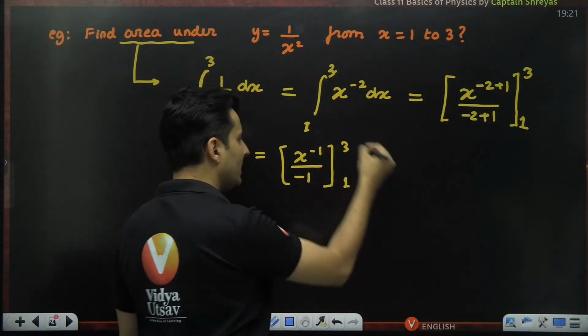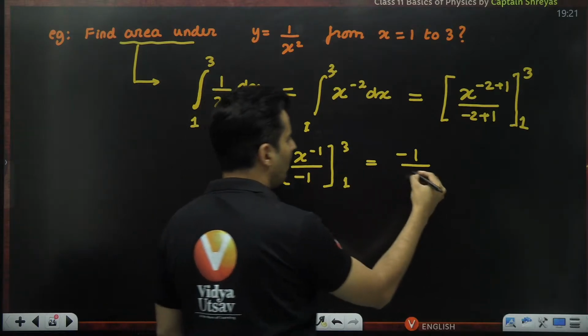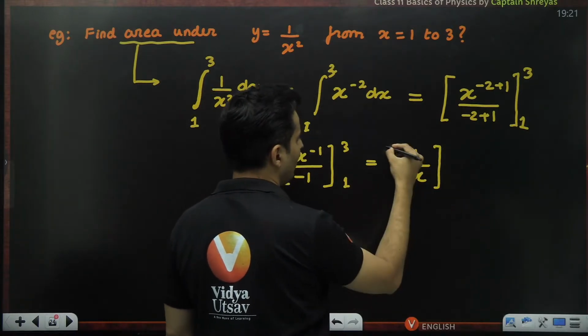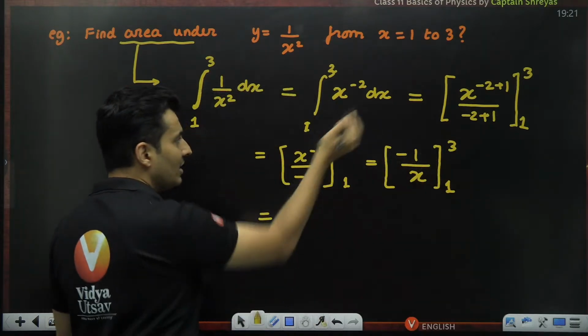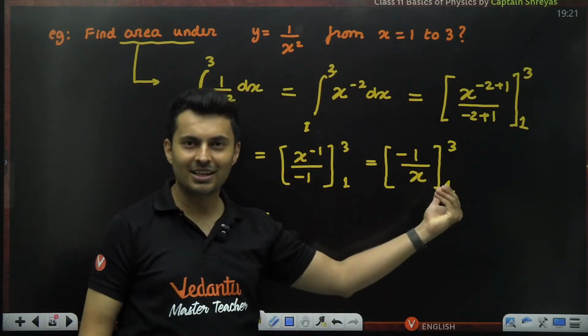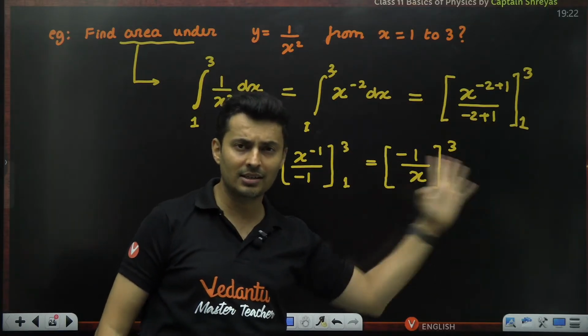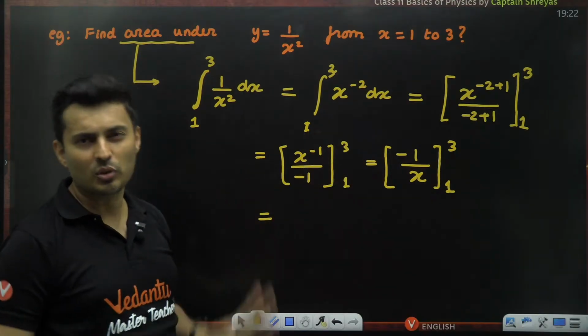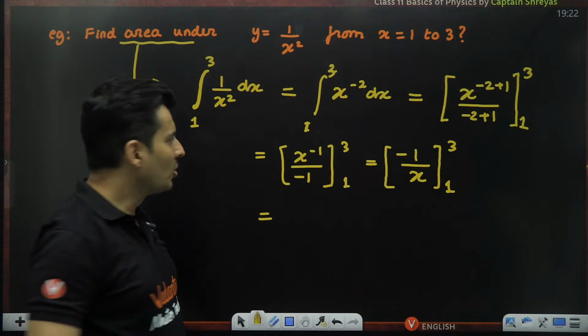I can also write minus 1 on the top. It's the same thing, negative sign upon x. Minus 1 by x, and this is from 1 to 3. Now put the limits. All this was simplification till here. I had to carry forward those limits with the square bracket representation till this point, because now it looks good to solve. Otherwise, substituting might make you confused.